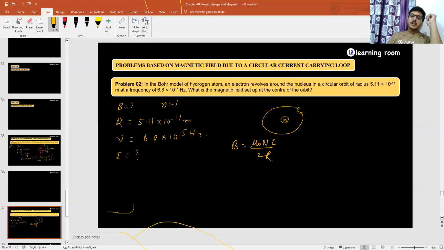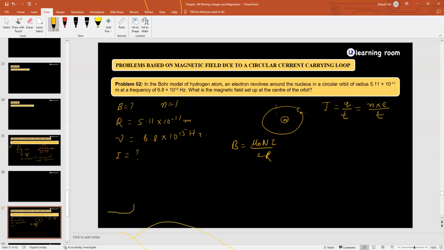Now see here, N is 1 because it is just one circular rotation, right? I, how to calculate I? What is I? I is charge upon time. Agree? I is charge upon time, right? Can I write charge as number of electrons into charge on one electron, upon time? Do you agree with this? Yes, sir.